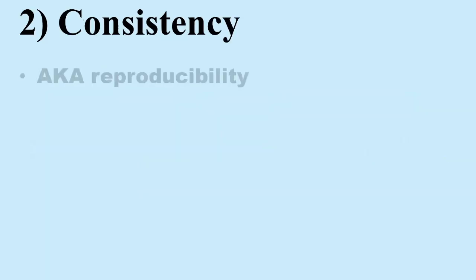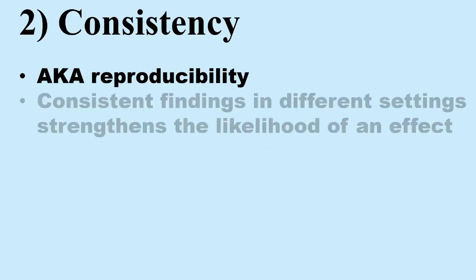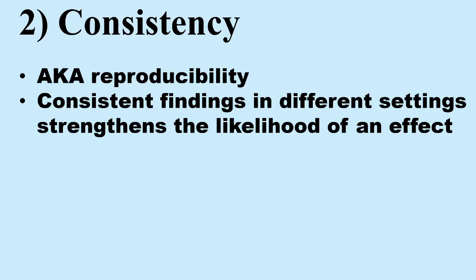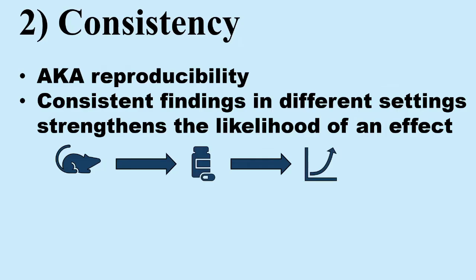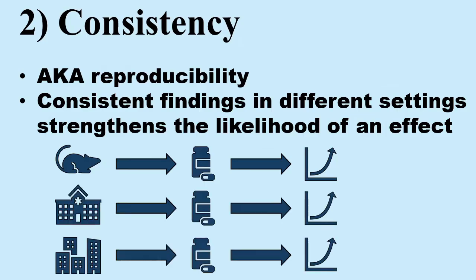All right, moving on to consistency, also known as reproducibility. This is when you see this sort of cause and effect in multiple places. A consistent finding in different settings strengthens the likelihood of an effect. So if you looked at a drug treatment on mice and you saw an increase in survival, and you saw that in a hospital setting, and you saw it in the general population setting, they all have the consistent type of finding, and that really strengthens the idea that maybe there is a real effect here. It's pretty straightforward.